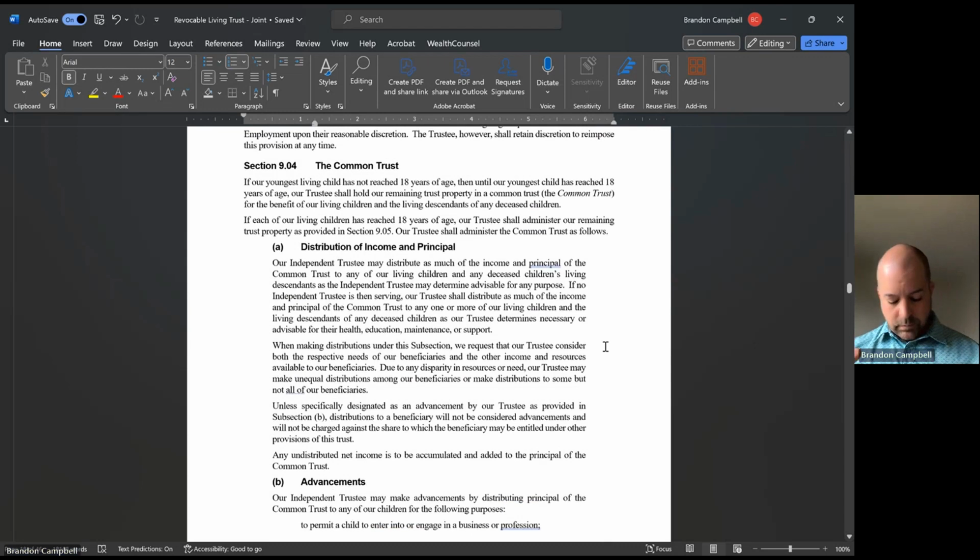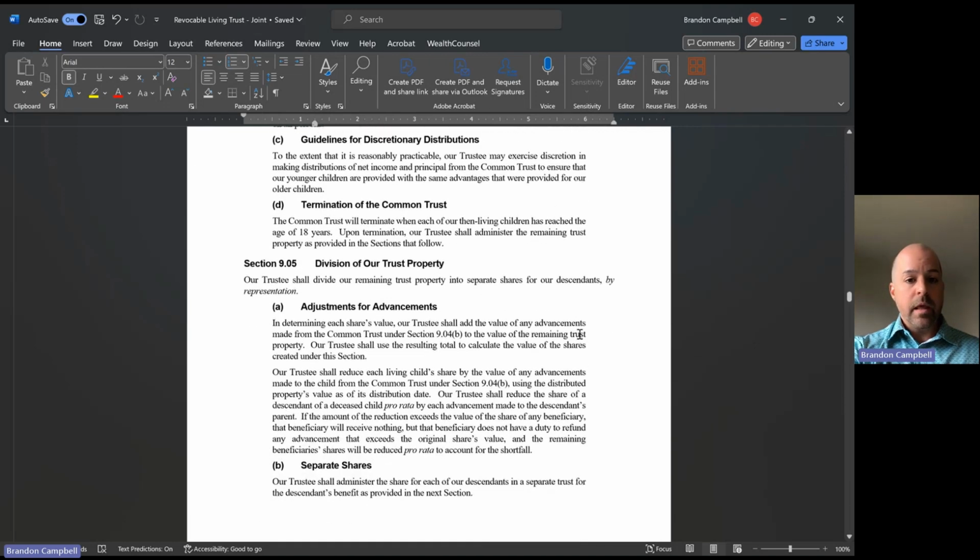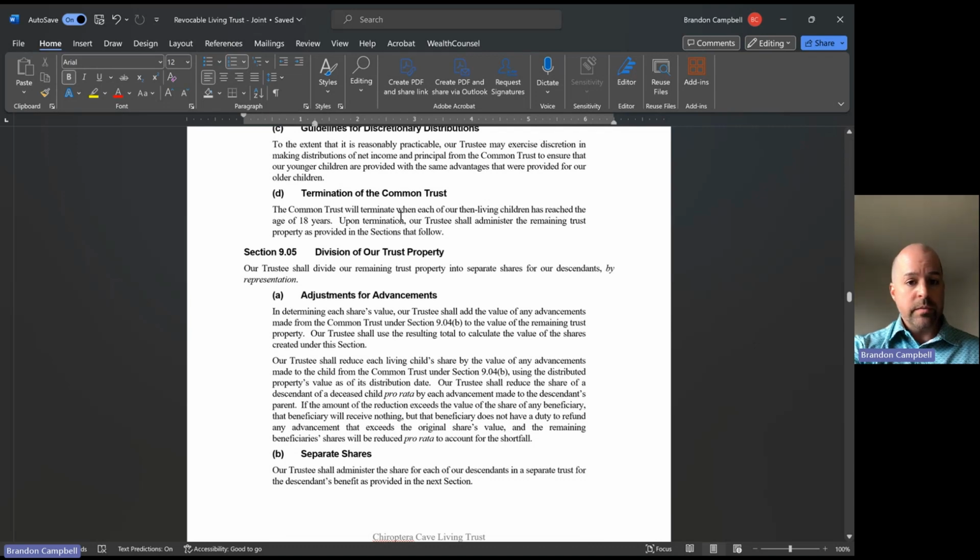So a common trust, there's going to be several sections of this, but a common trust is going to say, while any of the kids are still underage, while any of them are still a minor, we're going to pool all of the inheritance together and they're all going to have 100% access to it. And then once they become adults, all of them, whatever's left in that pool at that point, it's going to be chopped up into equal parts for each child. And then as adults, they're then going to address and draw from their own specific inheritance. So these sections in the common trust are just providing some rules about how the distributions are made and that it's going to terminate once they're all adults.